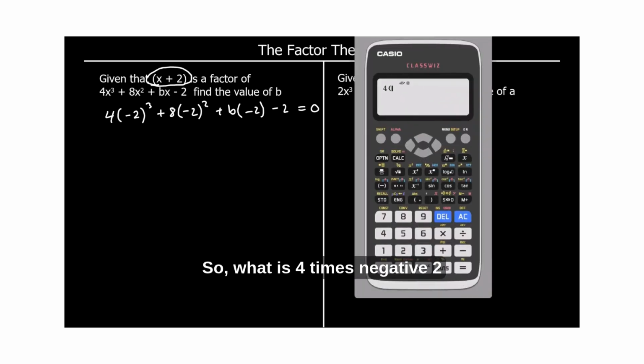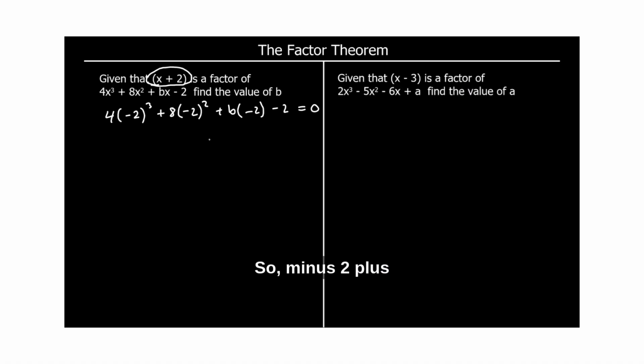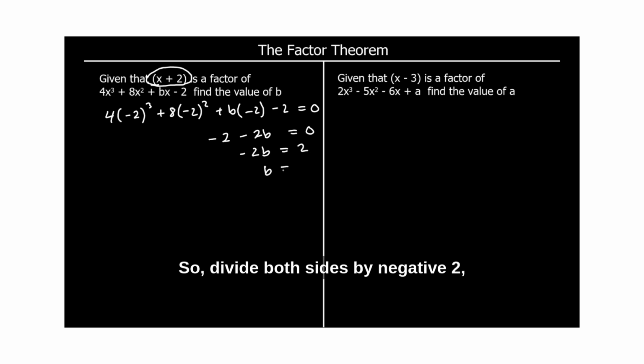So what is 4 times negative 2 cubed plus 8 times negative 2 squared minus 2? I'm leaving the b times negative 2 out. That's minus 2. So minus 2 plus minus 2b equals 0. So if I add 2 to both sides, minus 2b equals 2. Divide both sides by negative 2. b must be negative 1.